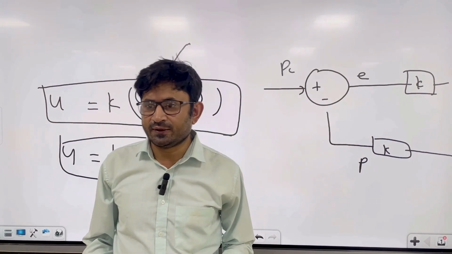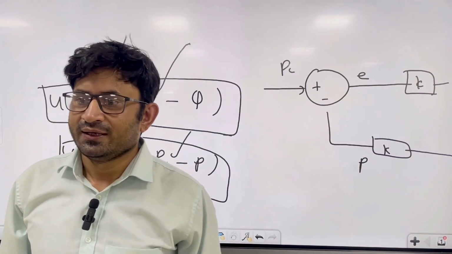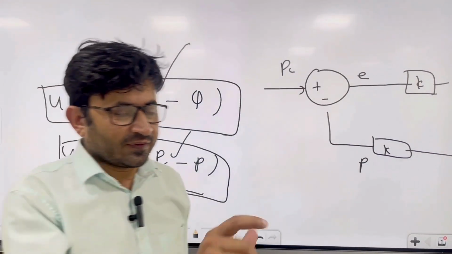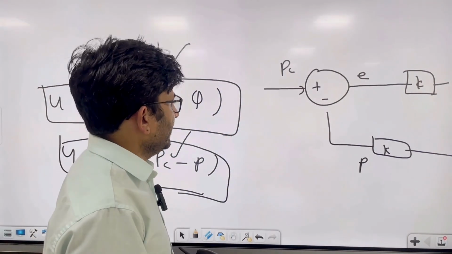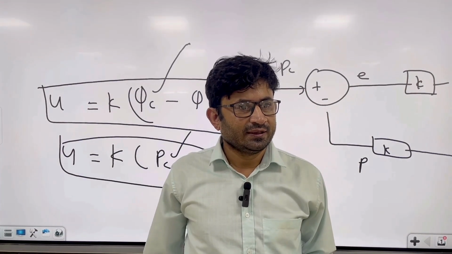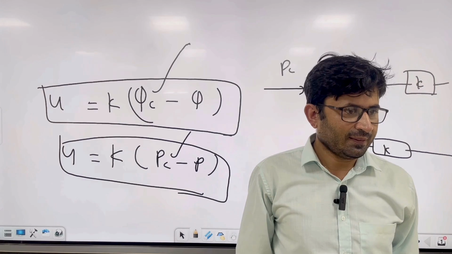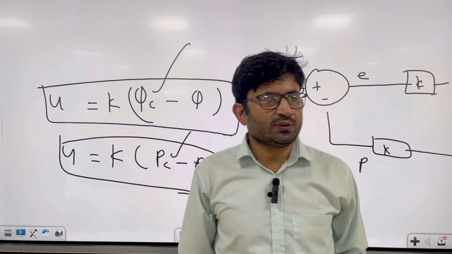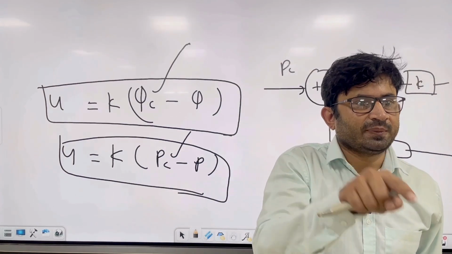Feedback into gain is called stabilization. When you are taking feedback and multiplying the gain, that is referred to as stabilization, and taking the error and multiplying the gain is called tracking.